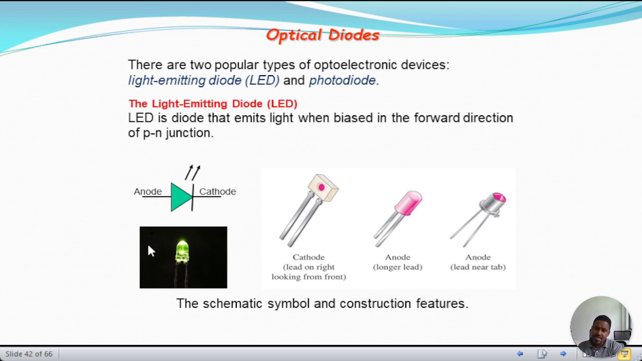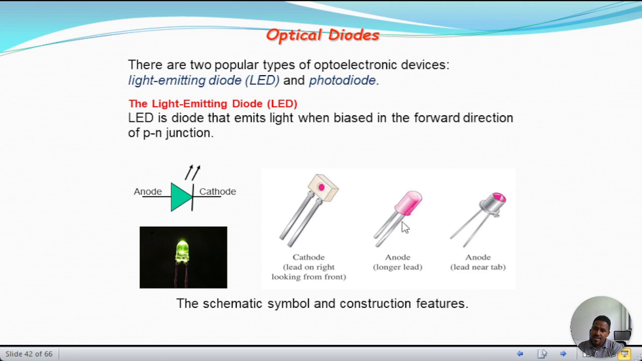The schematic and symbol of the LED look like this one. Physically, what you can get in the market looks like this, or this type, or this type. So how do we identify the terminals? For this type of LED, looking from the front, the lead on the right side we can call the cathode terminal.